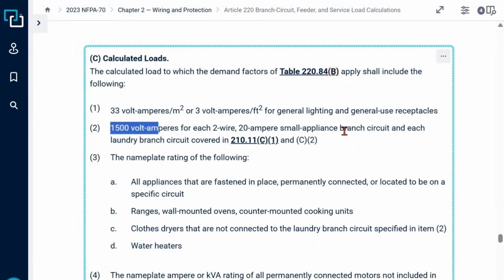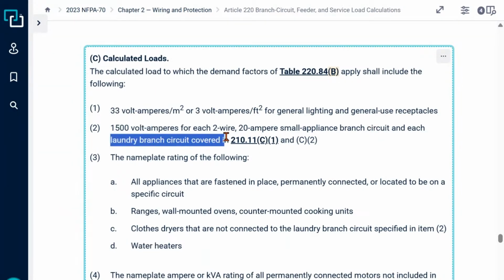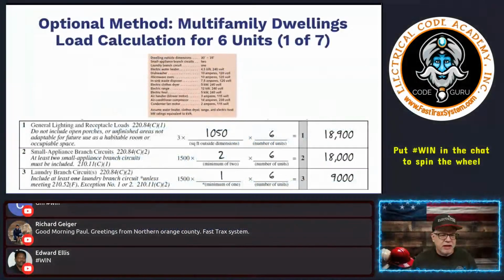And we also see 1500 VA for each laundry circuit. Okay, all right, so that's where we're at. So let's go back here to the lesson. So that's what we're at right here. So there was our 3.